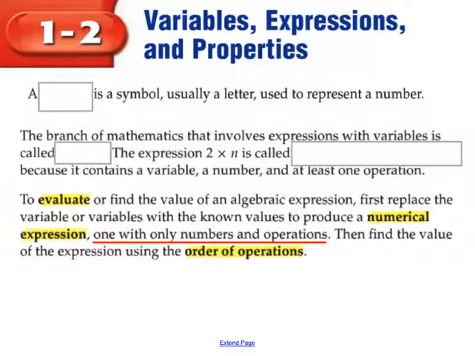In this lesson, we're going to talk about variables, expressions, and properties, and some of these things will be a review of topics we have already discussed, but it's always good to come back to these as we will be using them throughout the year.